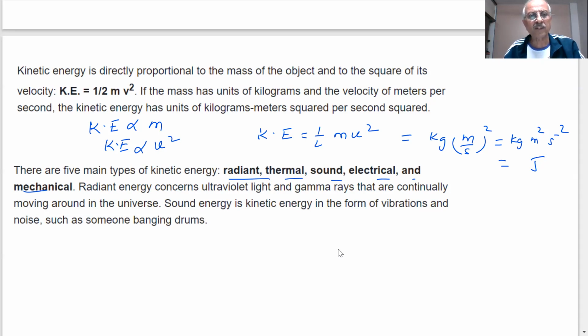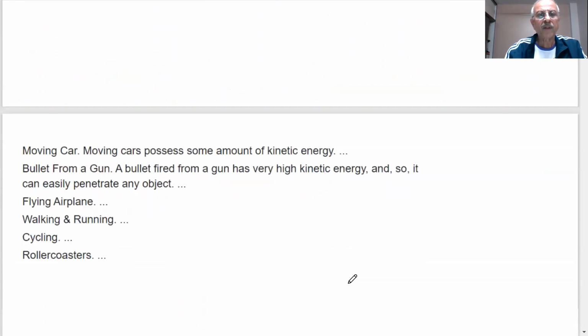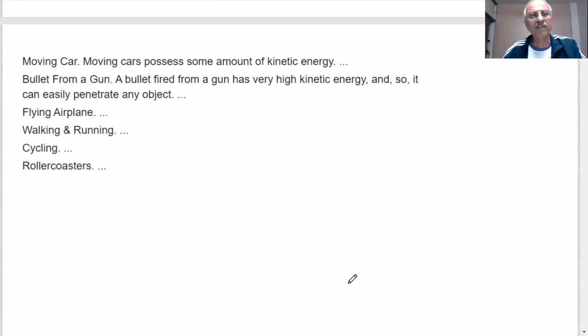These are all examples of what? Kinetic energy. So in general, we say there are 2 types of energies, kinetic and potential, and we can generalize all the energies in this form. Radiant energy concerns ultraviolet and gamma rays that are moving in the universe. Sound energy is the kinetic energy in the form of vibrations, noise, banging on the drums inside the ears.